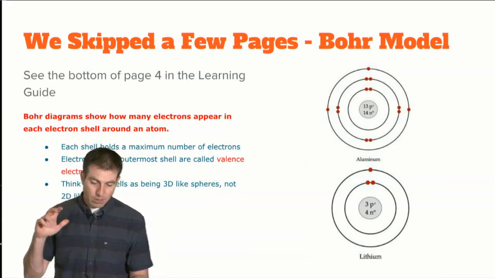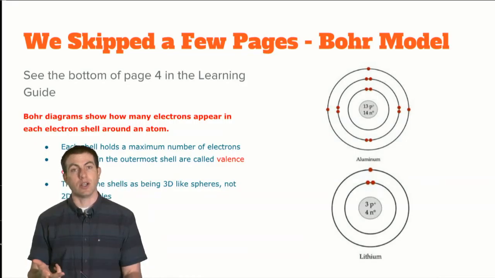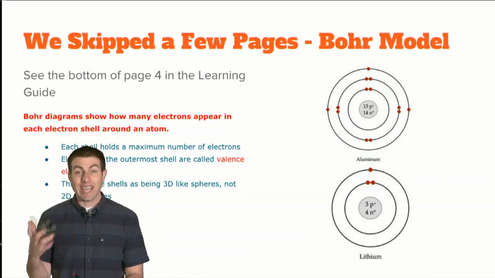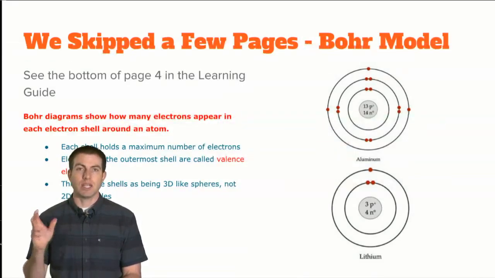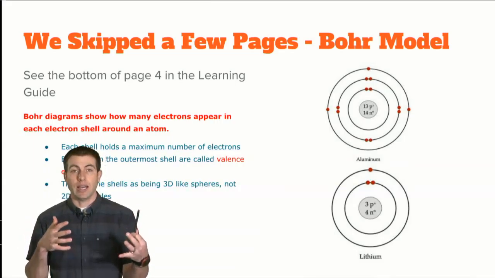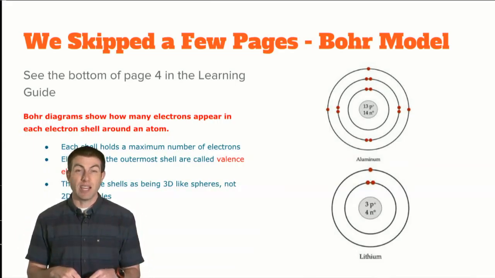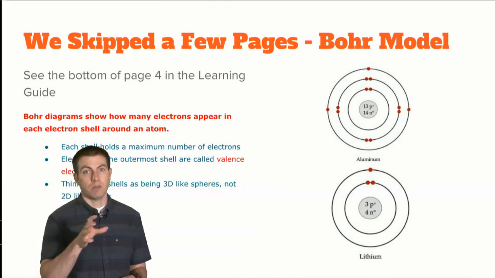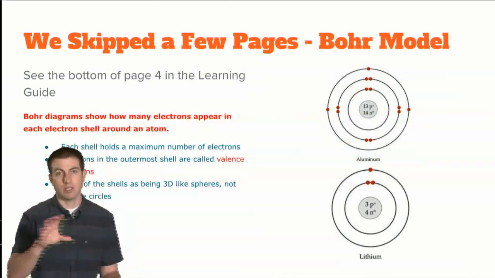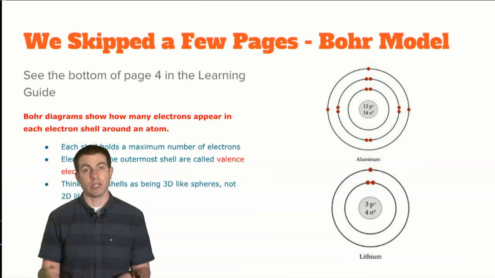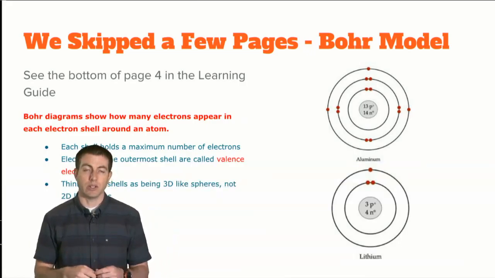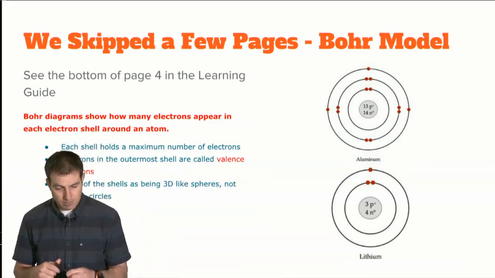So Bohr diagrams show you how many electrons are in an atom. And the reason we care so much about electrons is because electrons are what determines how atoms are going to bond together. And that's kind of where we go from Science 9 chemistry to Science 10 chemistry. We're talking about bonding now. We're going to put some atoms together and see how they bond.